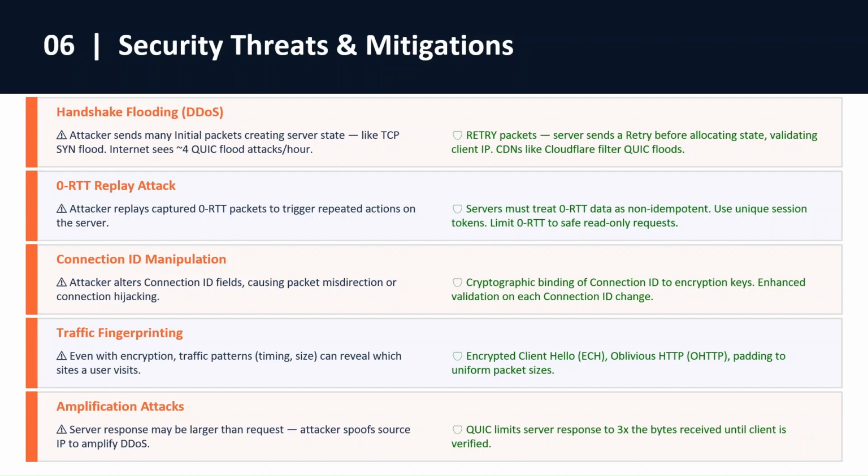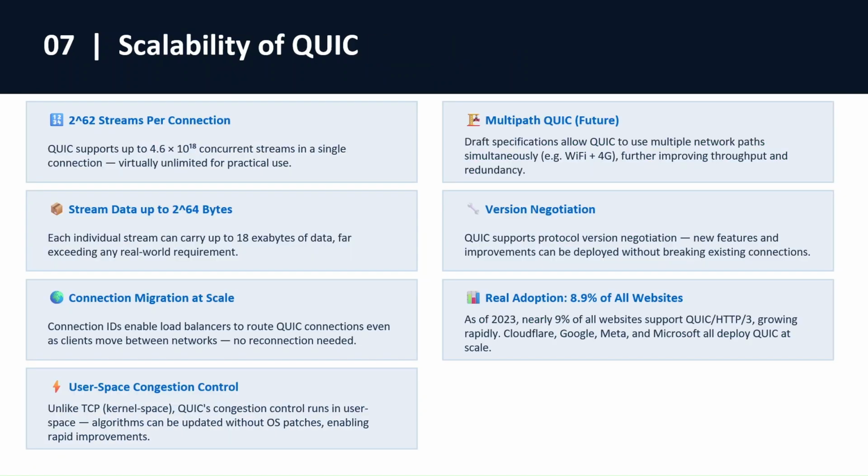Finally, amplification attacks. The server's initial response can be larger than the client's request, letting attackers amplify DoS traffic. QUIC strictly limits the server response to three times the bytes received until the client is verified. Moving on to the next slide about scalability.